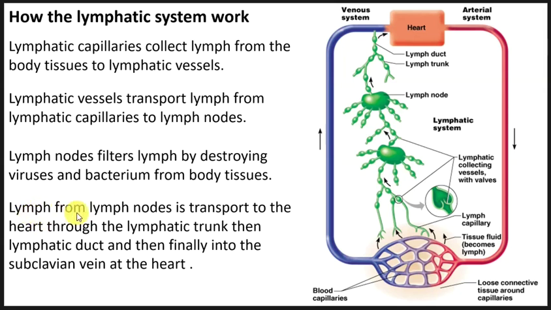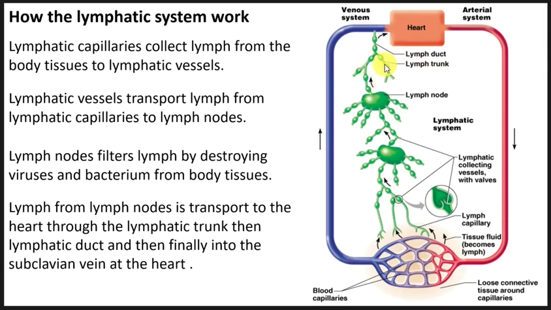Then lymph from lymph nodes is transported to the heart through the lymphatic tract, then the lymphatic duct, and then finally into the subclavian vein at the heart. So from here, this is still the lymphatic. It can still enter another lymph node. Then from the lymph node, it goes into the lymphatic tract.